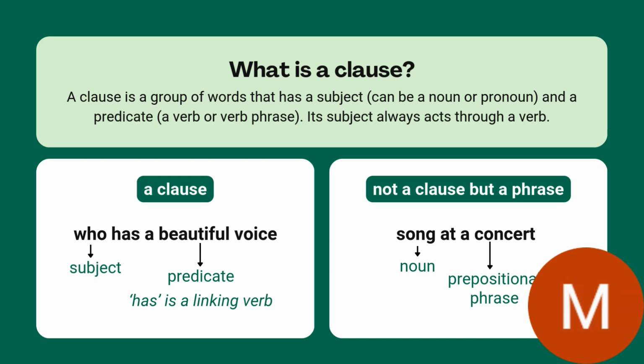Look at the first example. Who has a beautiful voice? Now, here you can see that who is the subject and has a beautiful voice is the predicate. Has is acting as a linking verb. But in the second part, song at a concert, this is not a clause because it doesn't have a subject and doesn't have a verb. Song is a noun and at a concert is a prepositional phrase. The whole unit is acting as a phrase, not as a clause.